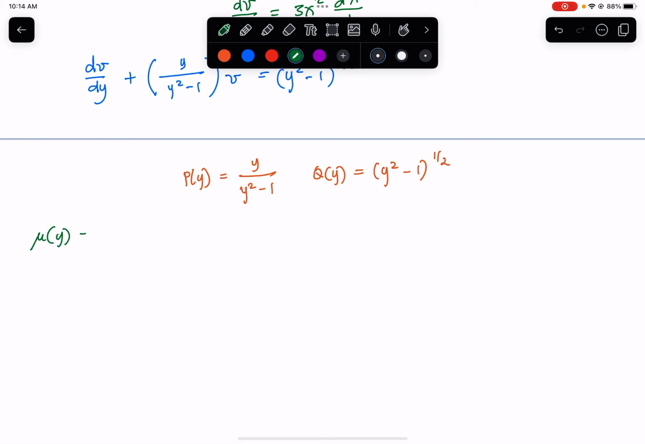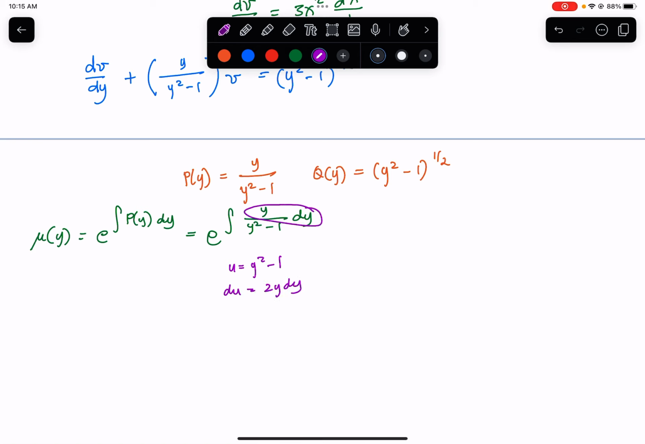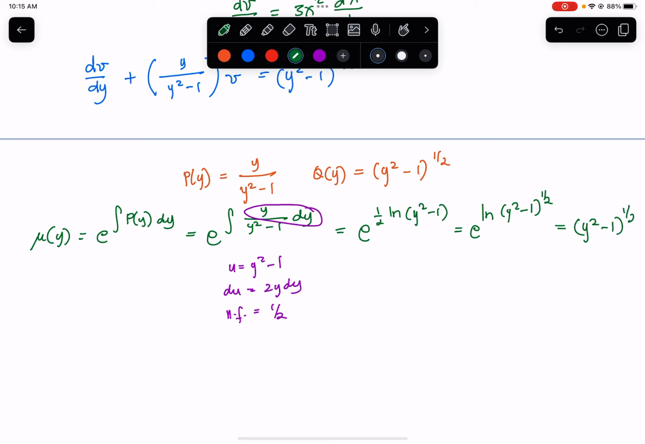So our integrating factor mu of y would be e raised to the integral of p of y dy. So e raised to the integral of y over y squared minus 1 dy. In here, our u will be y squared minus 1, and our du would be 2y dy. So what we only have is just y dy, therefore we have a factor of 1 half. That gives us e raised to 1 half ln of y squared minus 1, or e raised to ln y squared minus 1 raised to 1 half, or just simply y squared minus 1 raised to 1 half.